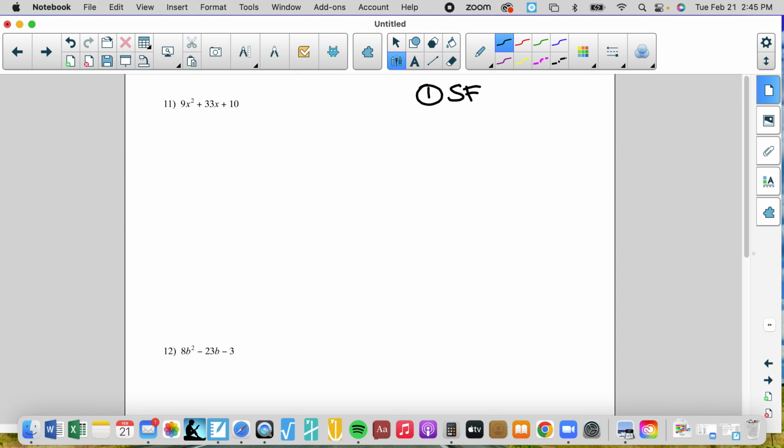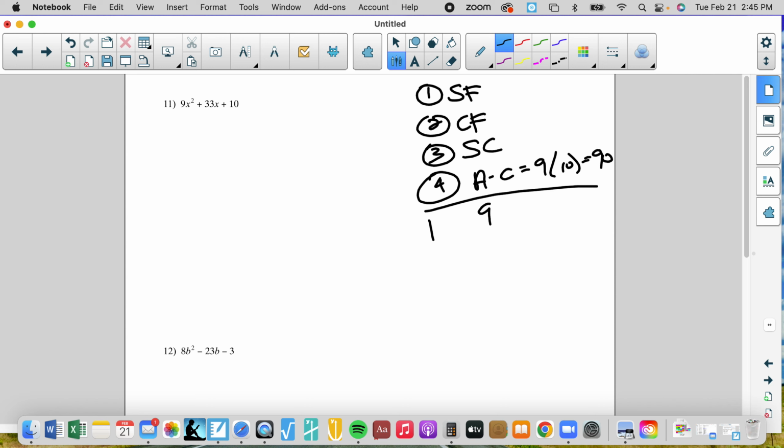Standard form, yes. Common factor, no. Special case, 9 is a perfect square, 10 is not a perfect square. So let's do A times C, 9 times 10, 90. 1 and 90, 2 and 45, 3 and 30, 4, no, 5, yes, 5 and 18, 6, yes.